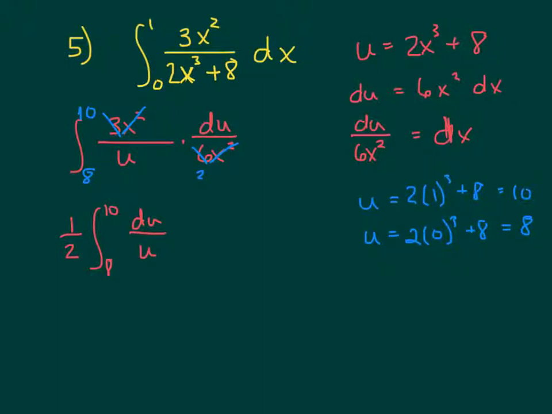All right, now I went ahead and fixed my bounds. So my 1, I went ahead and plugged it into this equation. So 2 times 1 cubed plus 8 is just 2 plus 8, which is 10. So I replaced my upper bound with a 10. My lower bound, well, 2 times 0 cubed plus 8 is 8, and so I replaced my lower bound with the 8. I just rewrote it to clean it up. So I pulled out this 1/2 and put it in front, the integral from 8 to 10 of du over u. At this point, I'm ready to take the integral and finish off the problem. So go ahead, pause the video, and work through it and see if you get what I get.